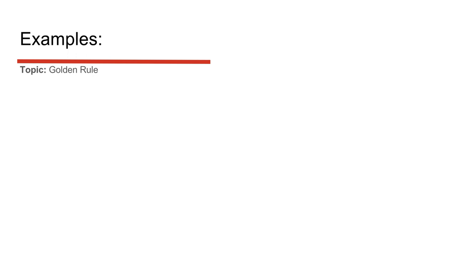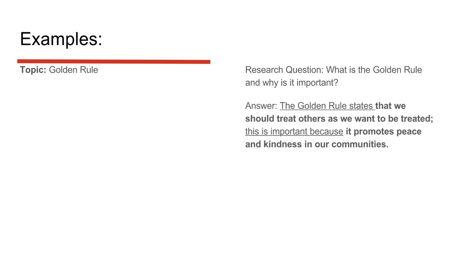Let's look again. We have a topic on the golden rule. So, research question: "What is the golden rule and why is it important?" Oh, we have a 2-part research question here, which means we need a 2-part answer. Restating that question: "The golden rule states that we should treat others as we want to be treated. This is important because it promotes peace and kindness in our communities." Make sure you get both parts.